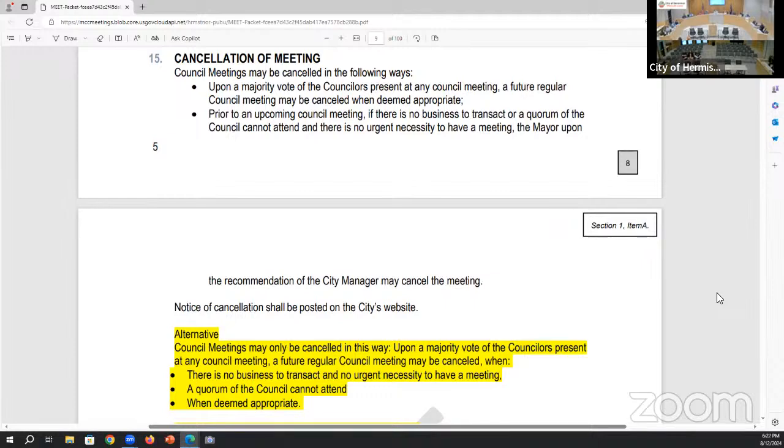If there's no business to transact or a quorum can't attend, the mayor, upon the recommendation of the city manager, could cancel the meeting. And there was some concern about the mayor doing that versus the council. So the highlighted text would be an alternative, which would really only leave one option, which is to cancel at a prior meeting.